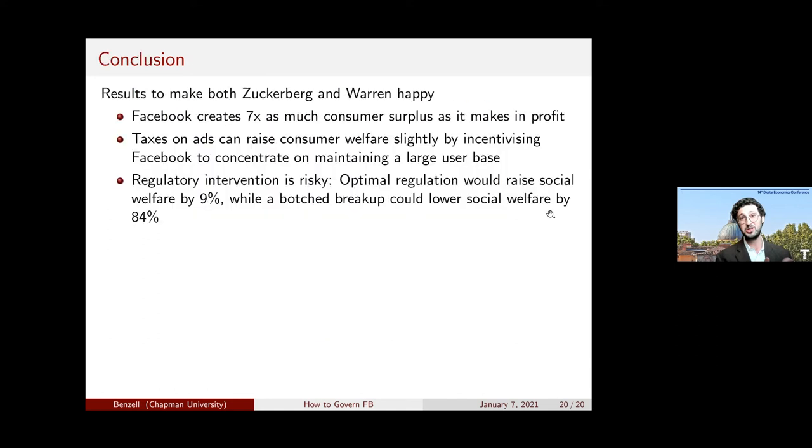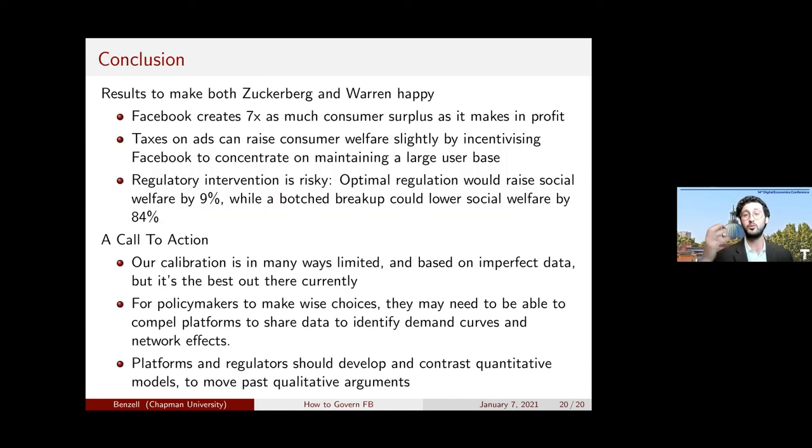So thank you so much for your time. Call to action: we need more people collecting this data and building structural models.